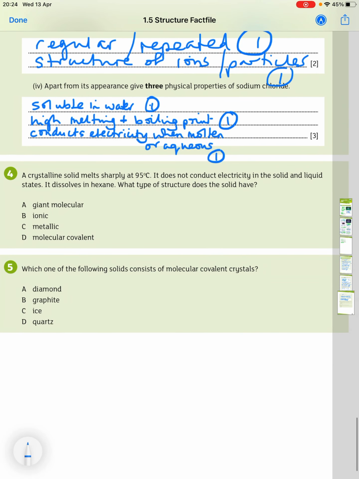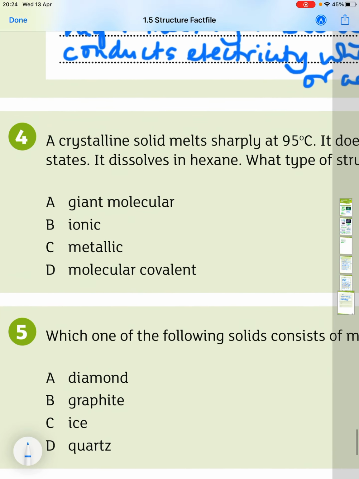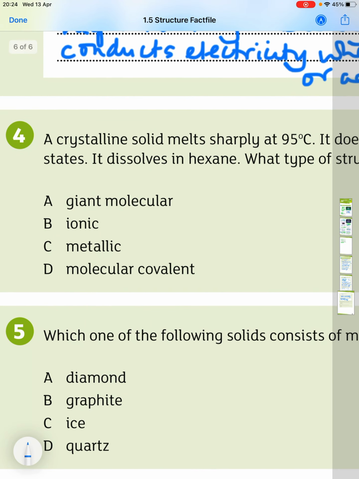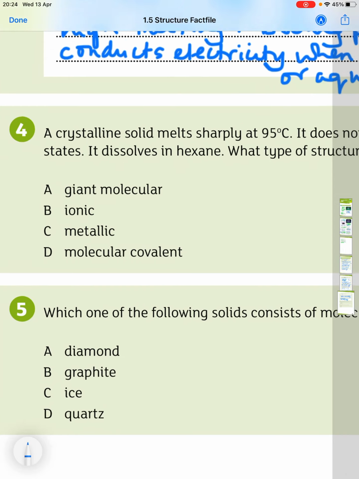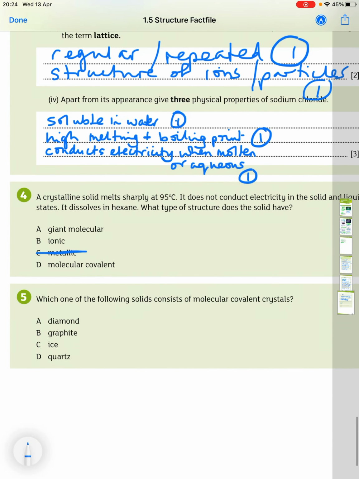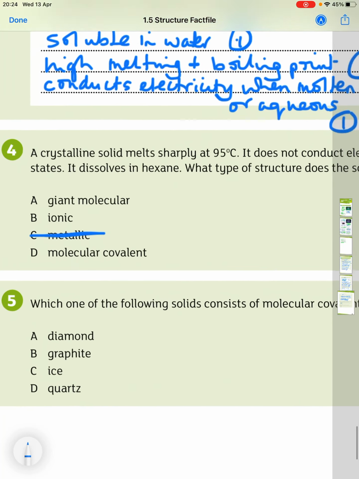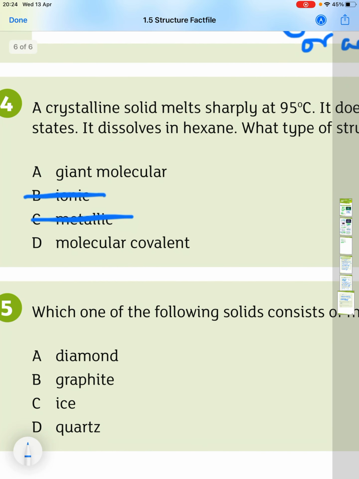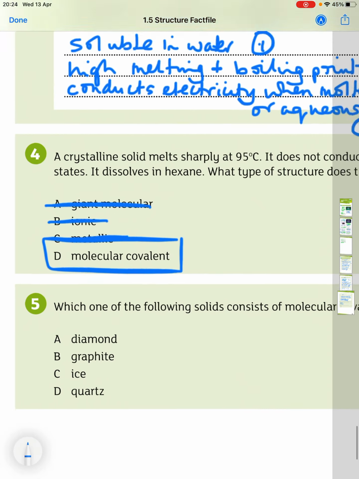Alright, number 4. A crystalline solid melts sharply at 95 degrees. It doesn't conduct electricity in the solid and liquid states. It dissolves in hexane. What type of structure does the solid have? Well, it doesn't conduct electricity, therefore it cannot be metallic. It doesn't conduct electricity when it's liquid either, it can't be ionic. It melts sharply at 95, so it must be molecular covalent.